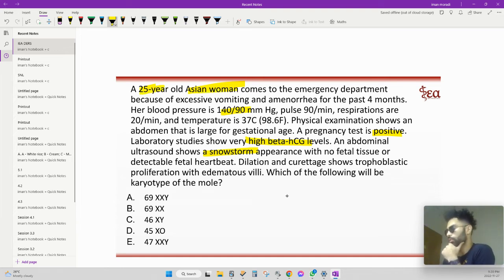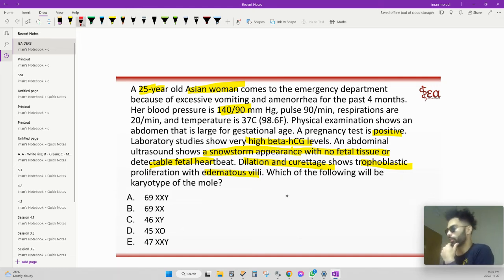So, 25-year-old Asian woman, has a little bit of high blood pressure. She's positive for beta HCG. So you think, oh, maybe she's pregnant or has a type of tumor. And they also tell you that there's a snowstorm appearance with no fetal tissue or heart detected. Dilation and curettage shows trophoblastic proliferation with edematous villi, right? So what does that make you think of?